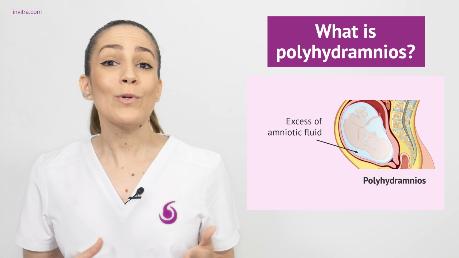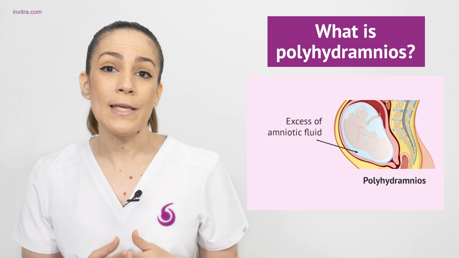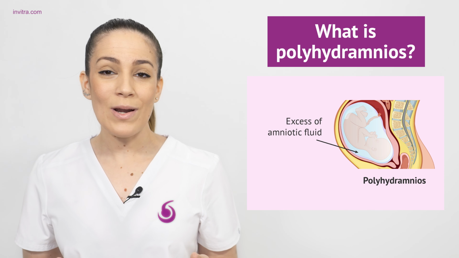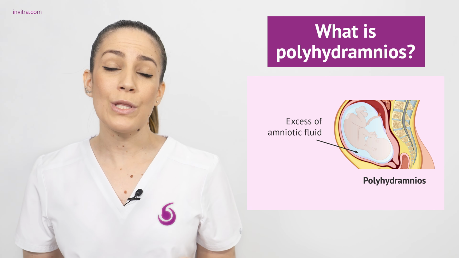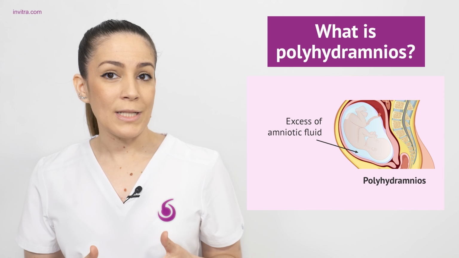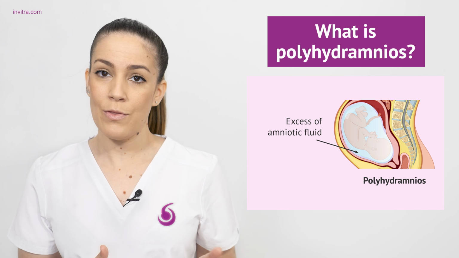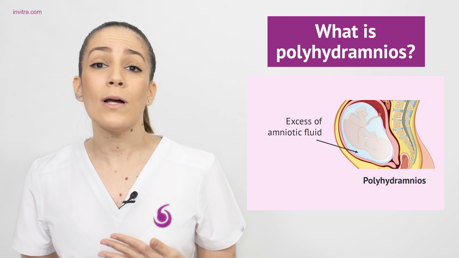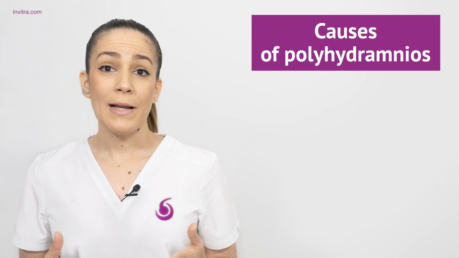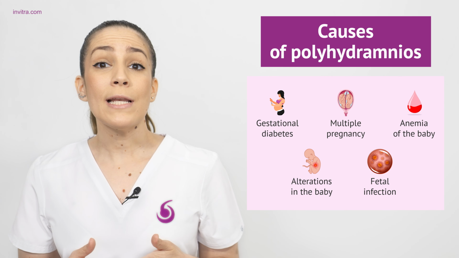The condition in which the amniotic sac contains an excessive amount of amniotic fluid is called polyhydramnios. This condition is found in roughly 1 to 2% of pregnancies. Polyhydramnios is usually mild. Nonetheless, if it is serious or if it occurs early during pregnancy, the risk of experiencing complications increases significantly.